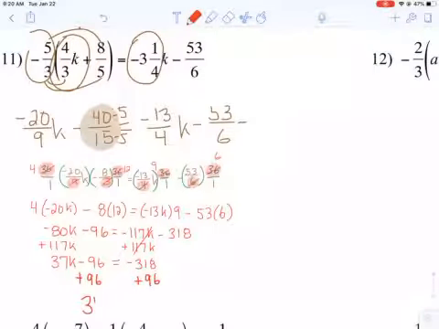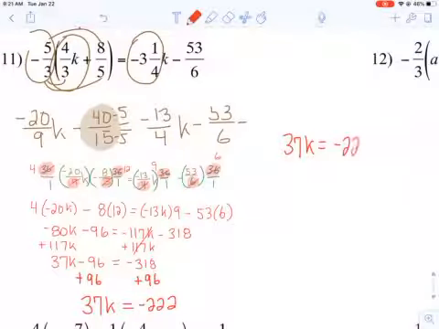Here I got 37k equals, let's see, I got to do a little bit of math out here. We have negative 222. Okay, I'm liking the way this is looking. Let me just double check my math here. And no, I'm wrong, I think. Oh, no, I'm right. That's good. All right, so now I just have one last step. I've got 37k equals negative 222. I'm going to divide each side by 37.